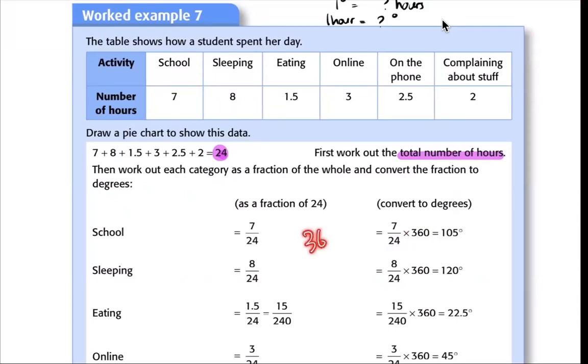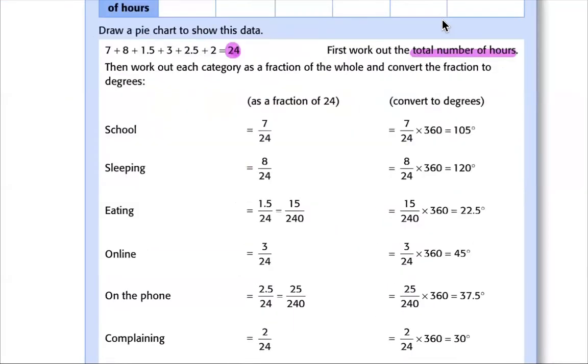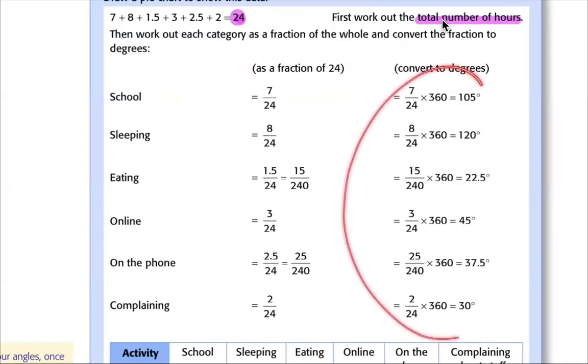So I'll take 360 divided by 24, and I get a number. That number I'll just multiply by each and every one of it. Immediately I get my answer, rather than doing all of this here. I find out what is 1 over 24, then I just multiply the rest.